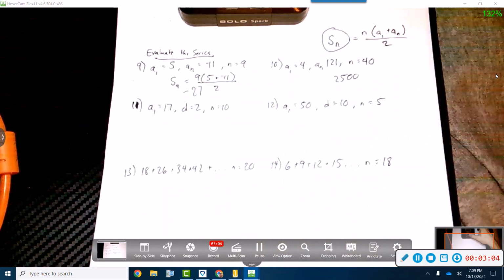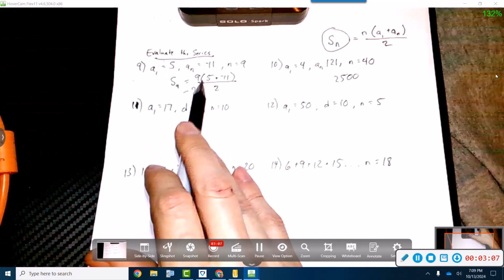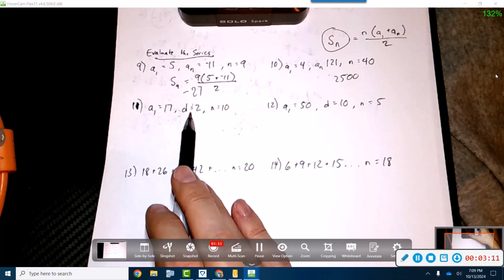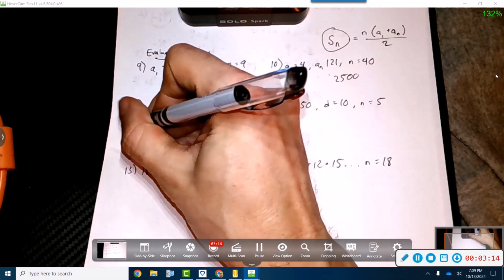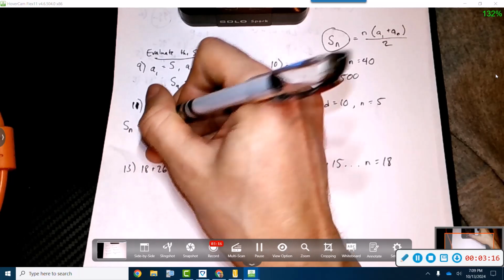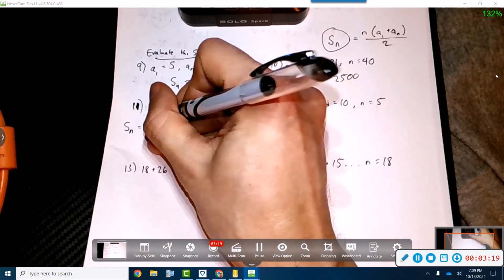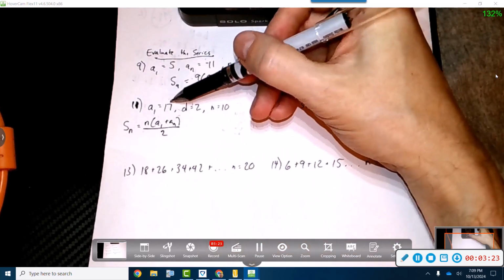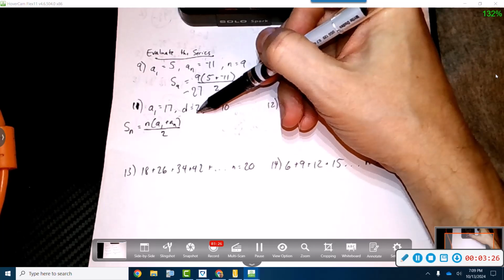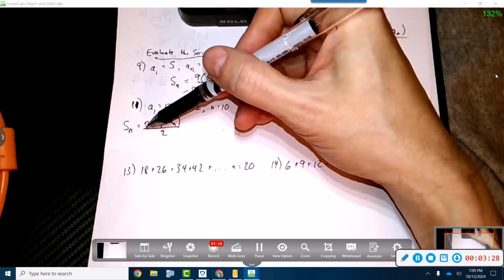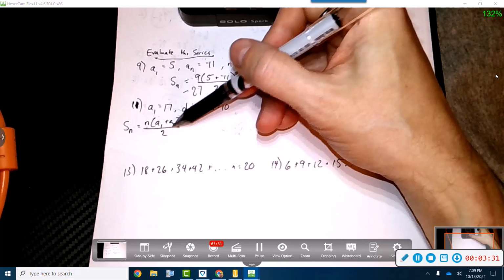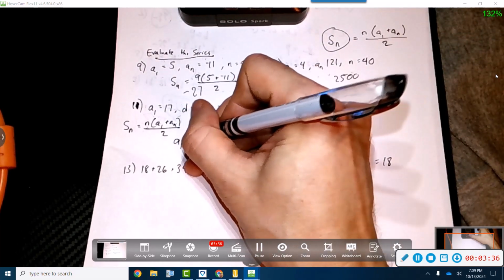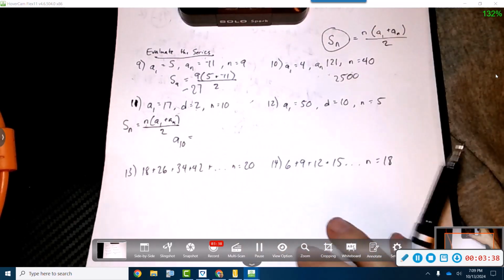So now we have to use both formulas, because we don't have enough information like we do in 9 and 10. What will have to happen is we're going to have to know what the last term is here. So it would be nice if I knew everything here. Okay, so I'm going to write the formula again. A1 is 17, D is not in my formula, and n is 10. So you'll notice that I'm missing the last term. I need to know the 10th term. So that requires me to actually use the formula from the previous set of questions.